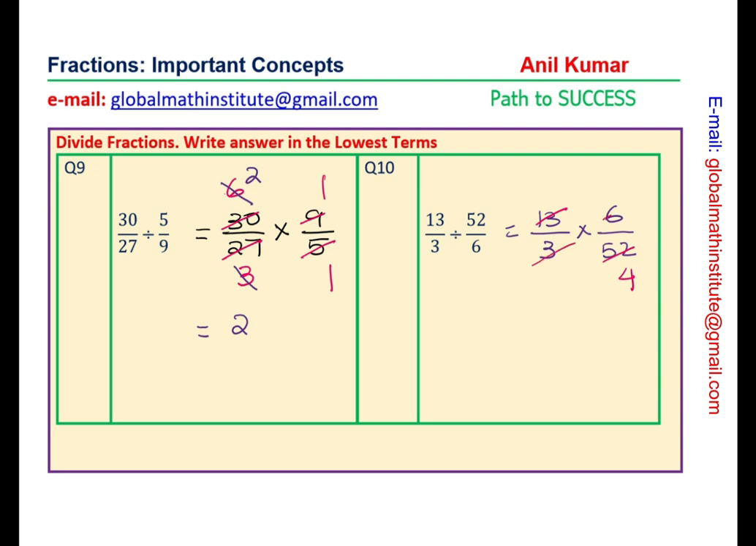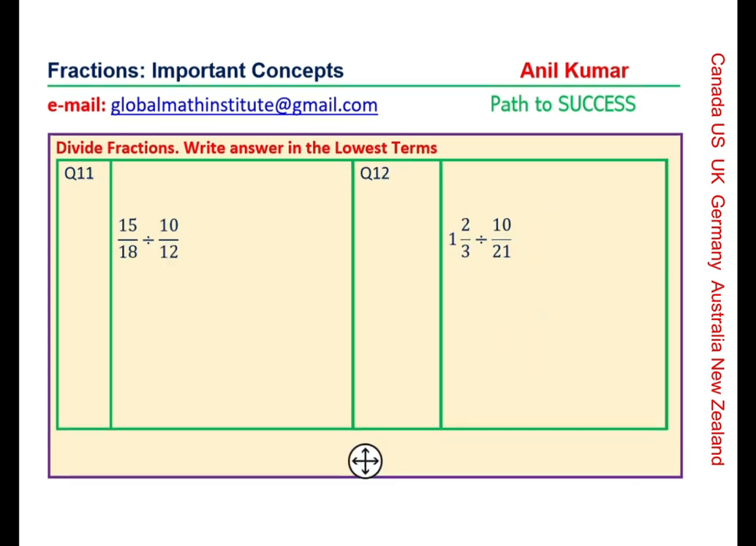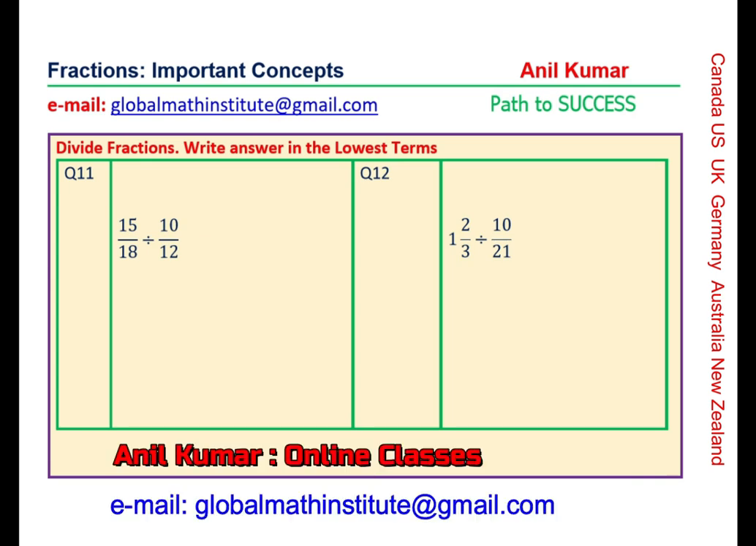3 times 2 is 6, well known, right? Okay, great. And we know 2 times 2 is 4. So that gives us the answer, which is 1 over 2, a half. Perfect. Last question for you. Now, in the last questions, we have also taken mixed numbers. You should know how to convert the mixed number into an improper fraction.